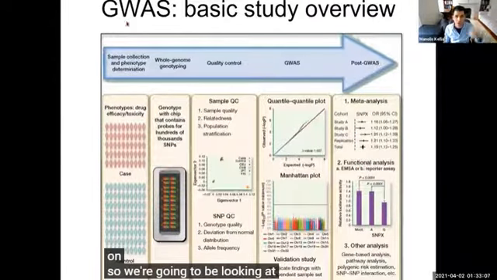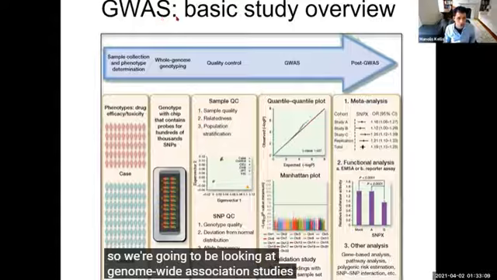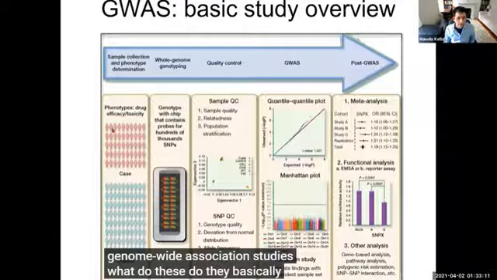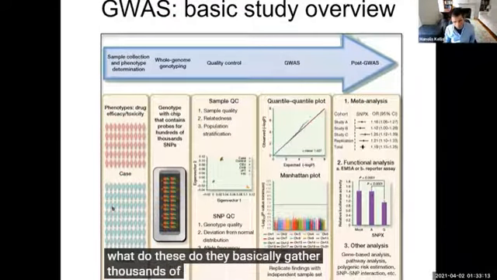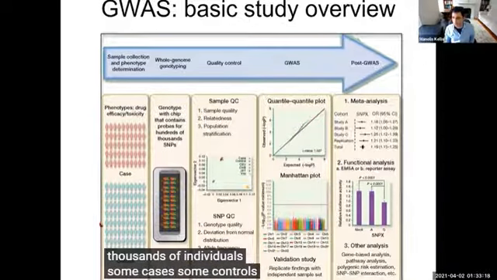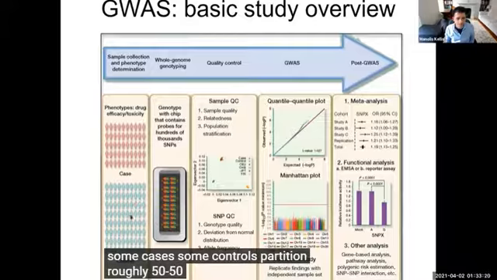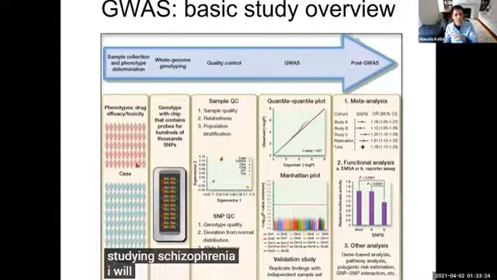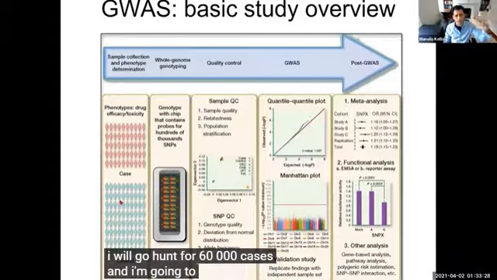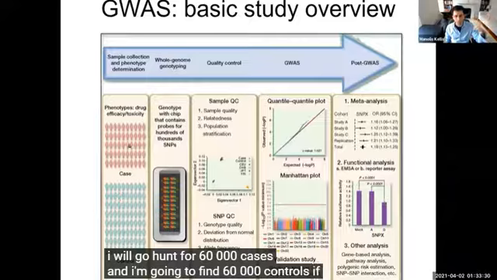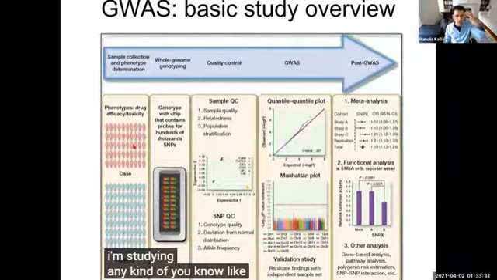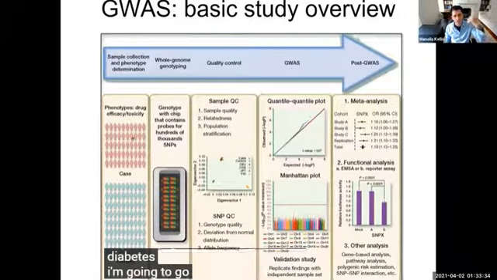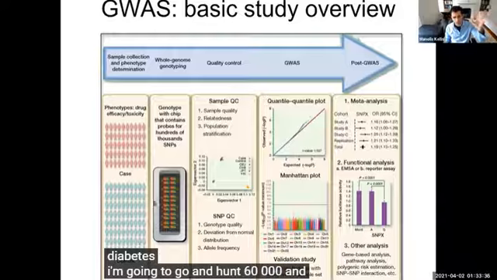So we're going to be looking at genome-wide association studies. What do these do? They basically gather thousands of individuals, some cases, some controls, partition roughly 50-50 traditionally. When I'm studying schizophrenia, I will go hunt for 60,000 cases and I'm going to find 60,000 controls. If I'm studying any kind of obesity or diabetes, I'm going to go and hunt 60,000 and find as many controls.